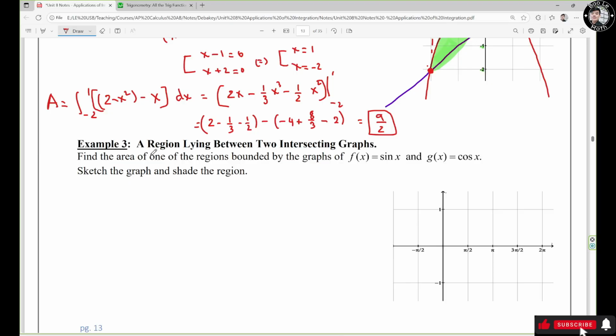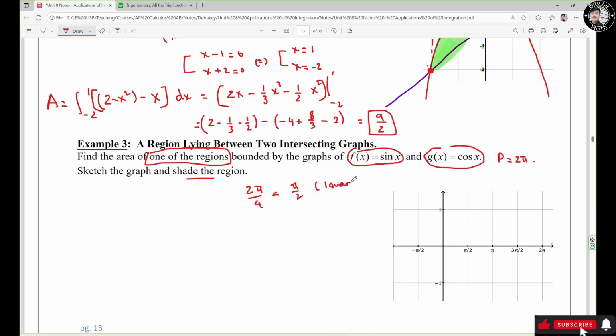Find the area of the region bounded by the graphs y equals sine s and y equals cosine s. Sketch the graph and shade the regions. So basically, you need to sketch y equals sine s and y equals cosine s. Now remember, you learned how to graph these two functions in pre-calculus. The period of these two functions is 2 pi. Now take 2 pi divided by 4. So it's going to be pi over 2, which is 1/4.